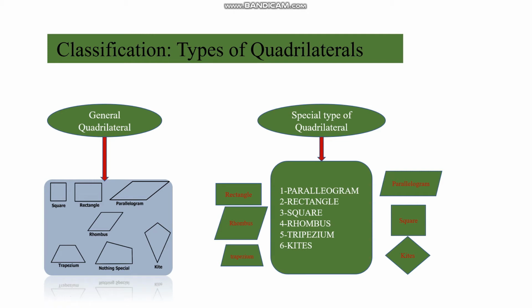So there are six special types of quadrilateral. The first one is the parallelogram, second one is the square, third one is the rectangle, fourth one is the rhombus, fifth one is the trapezium, and sixth one is the kite.